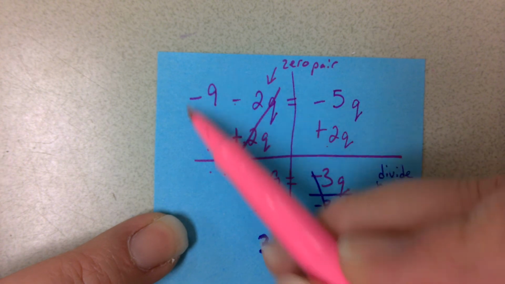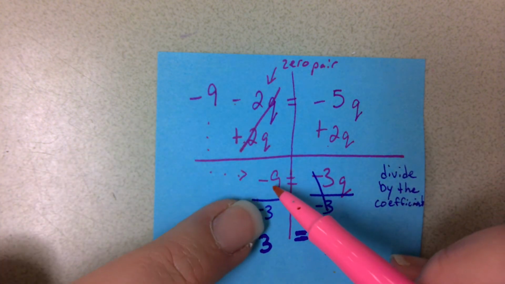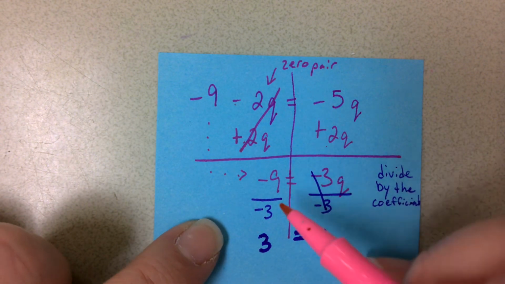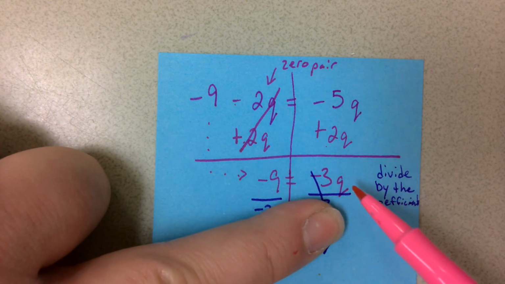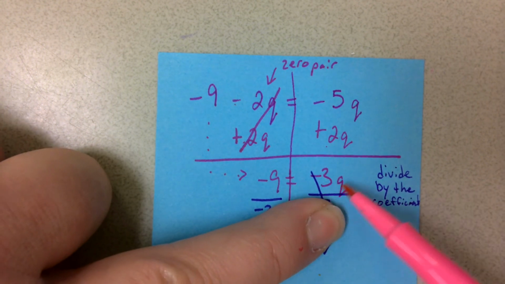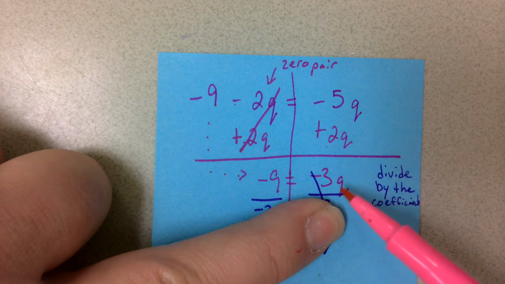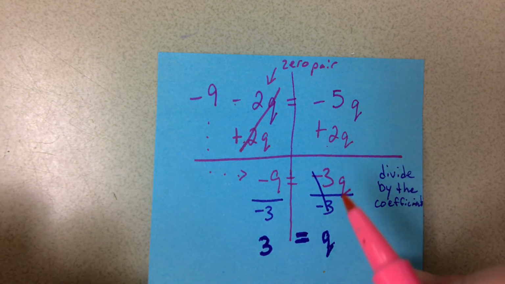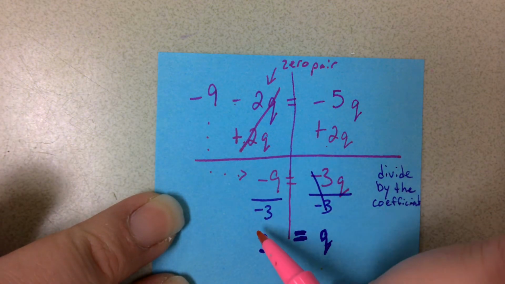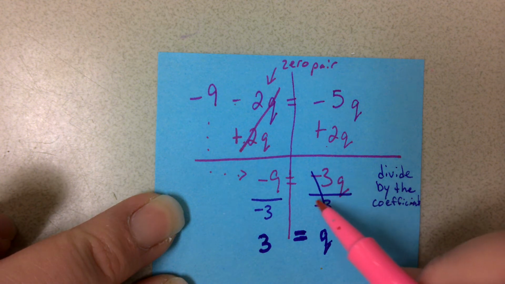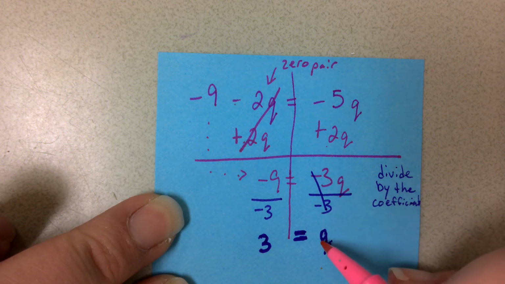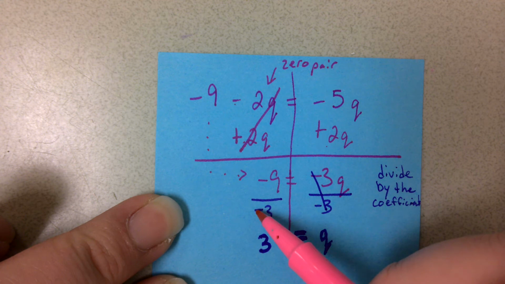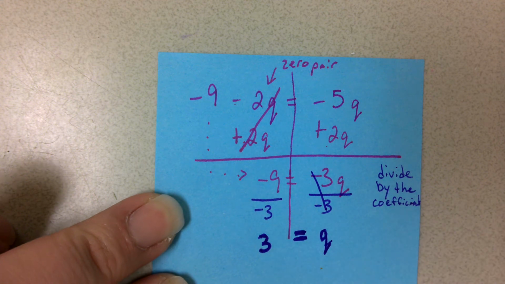And then all I have left on the left side here is this -9, and I bring it down right here. Bring your equal sign down. Right here, I need to divide by the coefficient because my goal is to solve for q, or to isolate the variable. So divide by -3, divide by -3. -3 divided by -3 is 1. I bring down the q. -9 divided by -3 is 3.